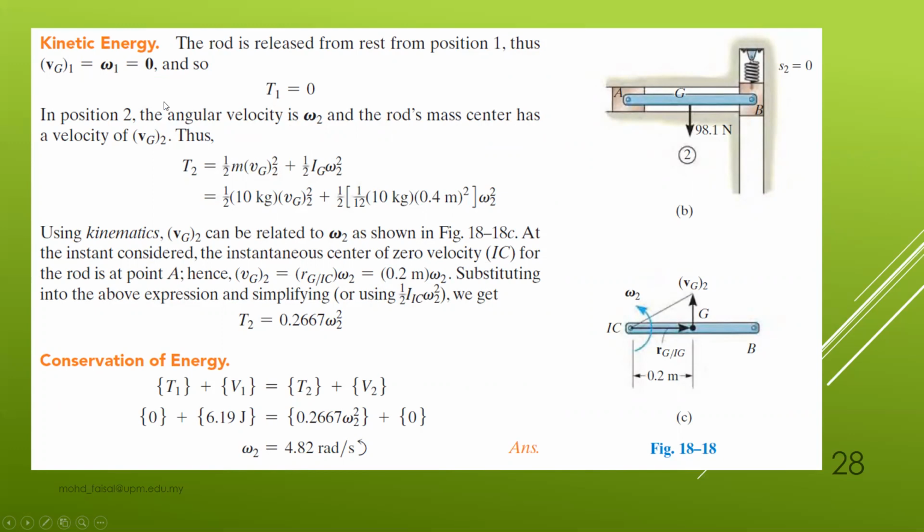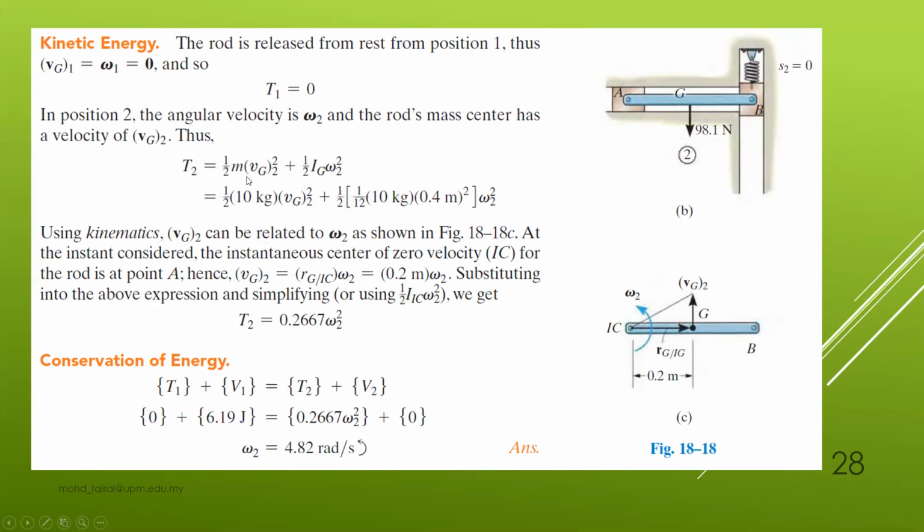If, let's say, the problem says that the object or the particle is moving at a speed of 2 meters per second, that means T1 must be something; it is not equal to 0. However, if it is mentioned that it is released from rest, from rest means no motion, so that is equal to 0. Then in position 2, after, the angular velocity is omega 2 and the rod mass center has a velocity of vG2.